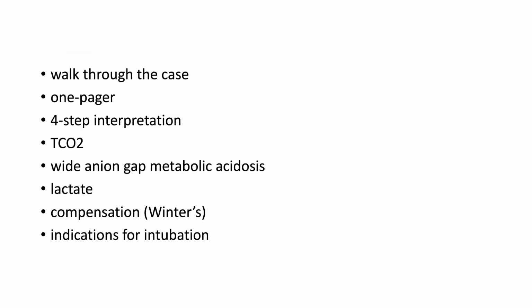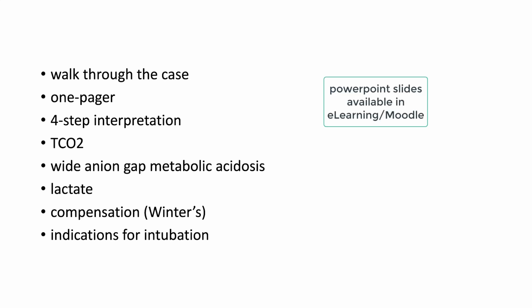All right, so we walked through the case. Thanks again to Star 7, specifically Sarah, Paul, and Danny for bringing this forward. We reviewed the 1-pager, the 4-step interpretation to our gas. We touched on total CO2 and its relationship to bicarb. We discussed the differential diagnosis for a wide anion gap metabolic acidosis. We talked about lactate, type A, type B, catecholamines. Talked about compensation. In this particular case, it was Winters formula, and then indications for intubation as it related to this case. So that is March blood gas case.